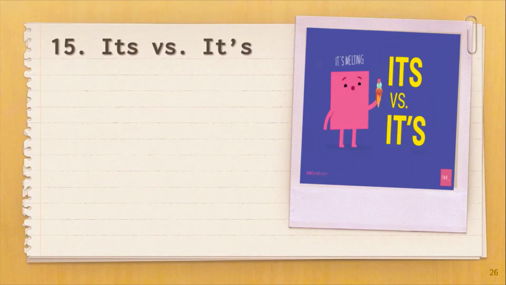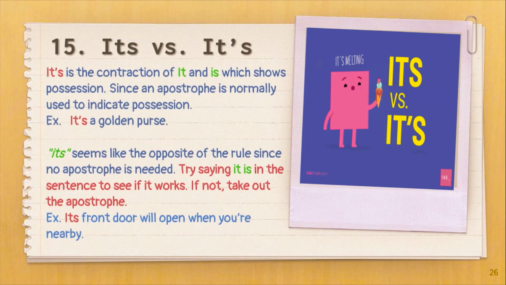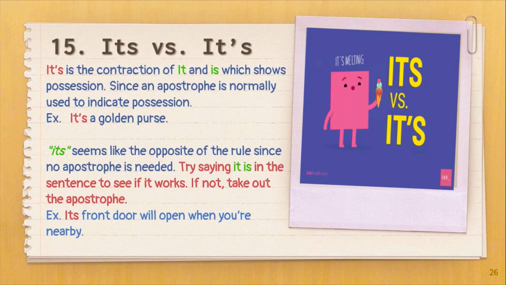15th grammatical error, its versus it's with an apostrophe s. It's is the contraction of it is, while its shows possession. Since an apostrophe is normally used to indicate possession, its, example, its a golden purse, seems like the opposite of the rule since no apostrophe is needed. Try saying it is in a sentence to see if it works. If not, take out the apostrophe.